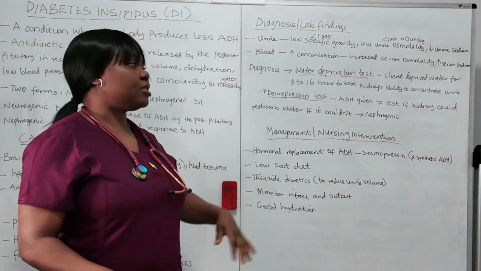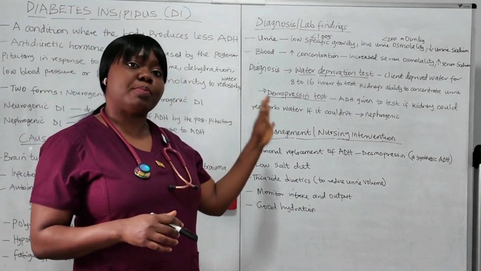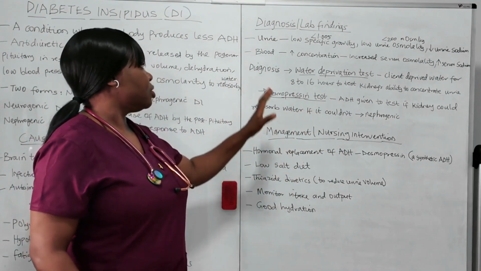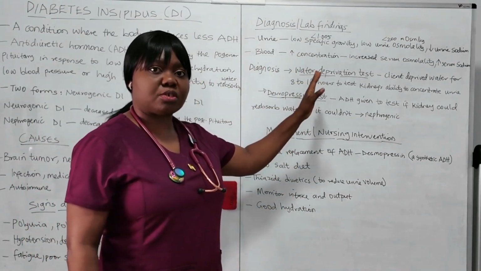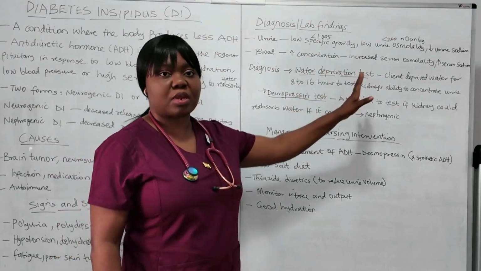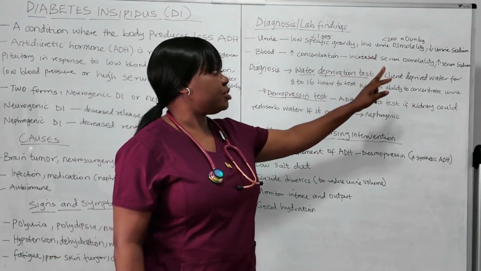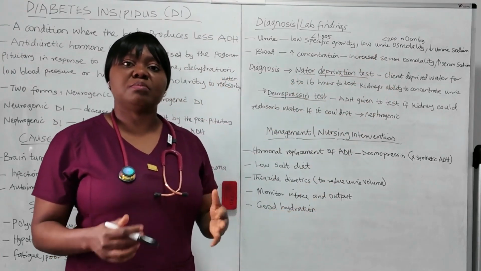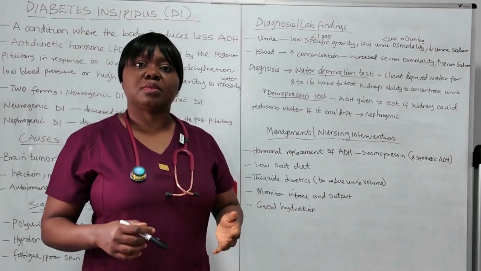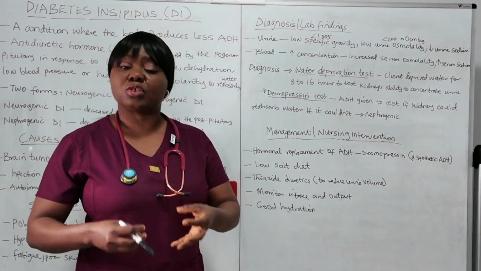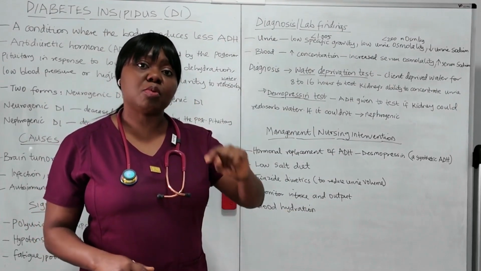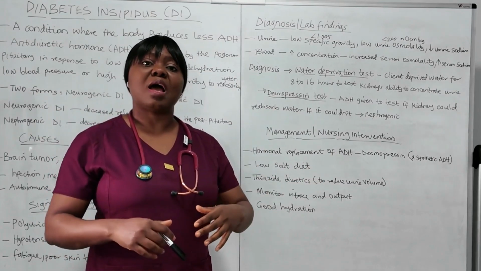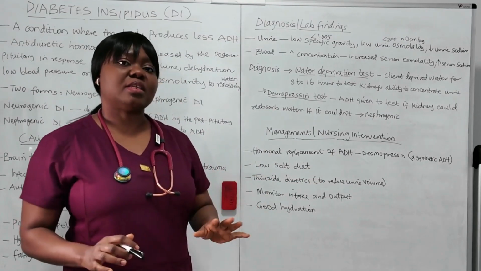Now, on the flip side, let's look at the blood. Of course, it's going to be the opposite of what will happen for the urine. The blood is going to be so concentrated. That is increased serum osmolality. And also there will be increased serum sodium. So what it means is that if the sodium that is lost in urine is small, there will be more sodium in the blood. That's hypernatremia.